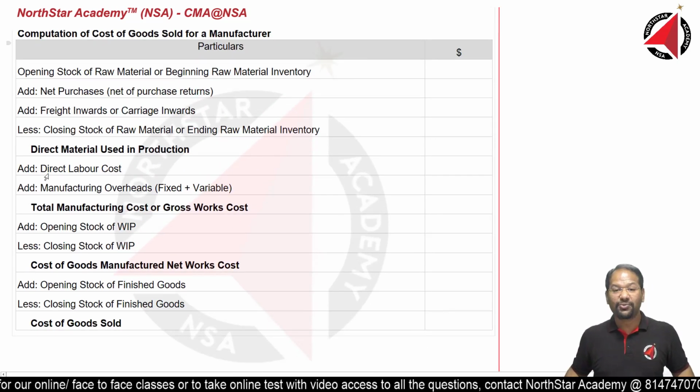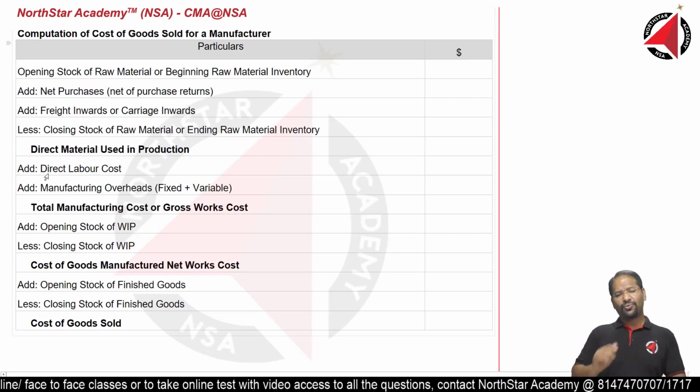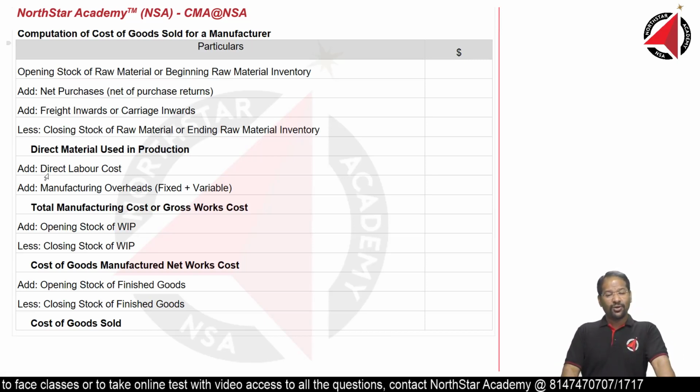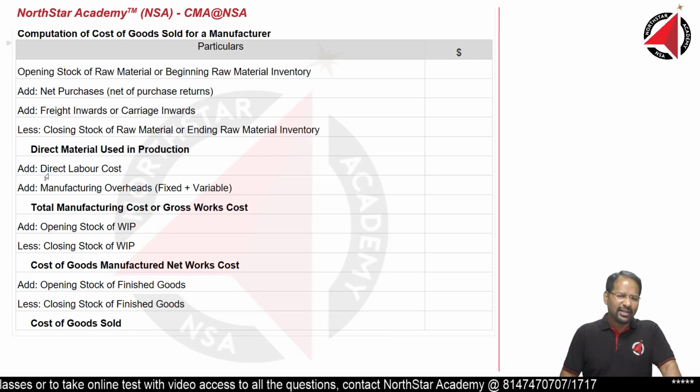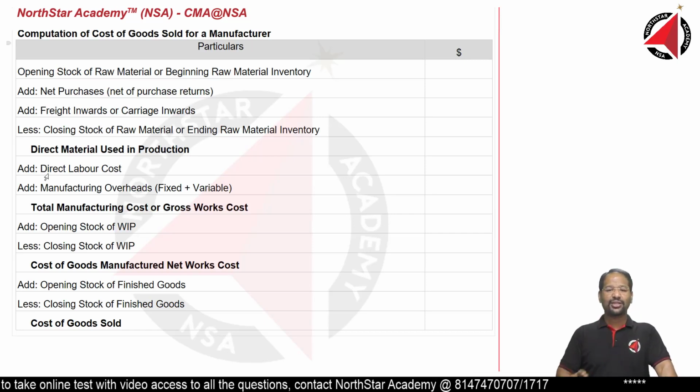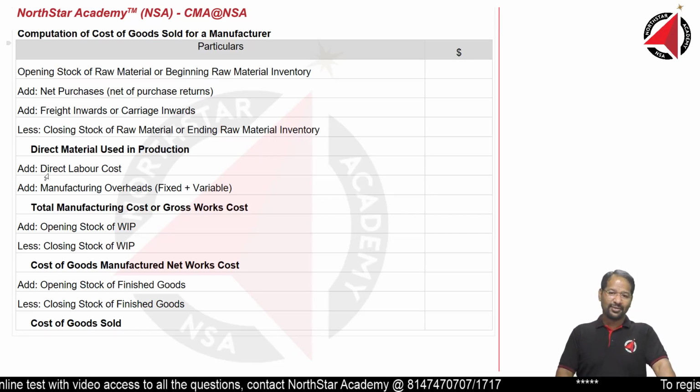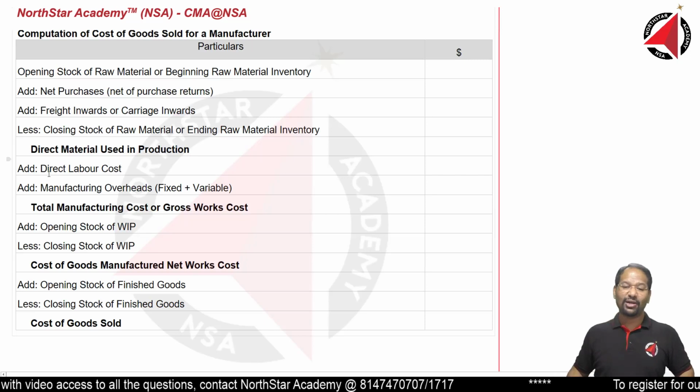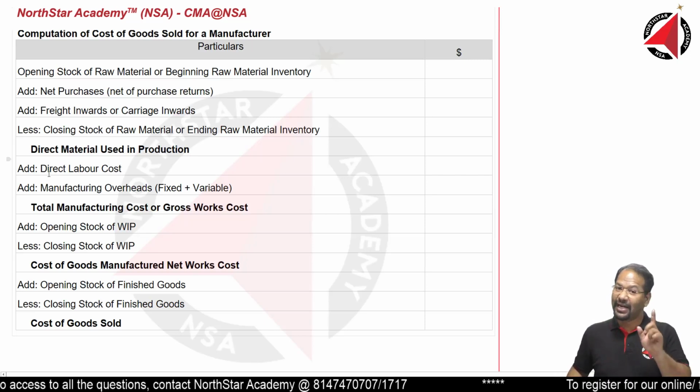Computation of cost of goods sold for a manufacturer. So far we learned cost of goods sold for a trader. You found that a little difficult? No, I'm sure you did not find that difficult at all, because this is going to be a little more lengthy for you. Are you ready to learn it?